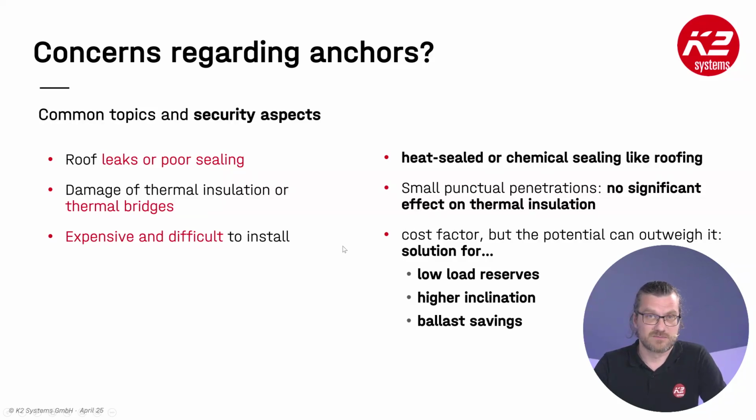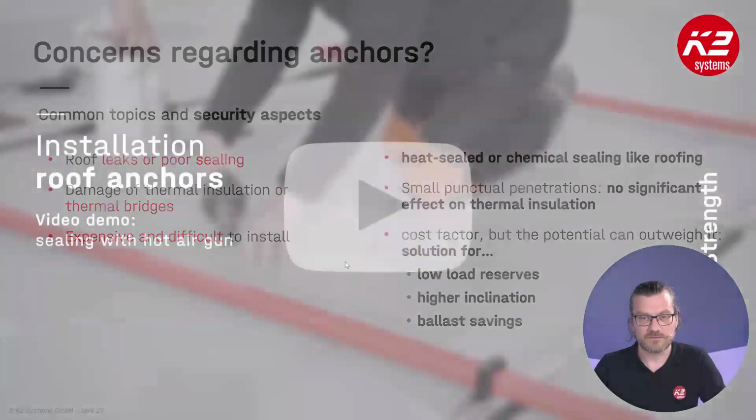Ballast savings is maybe the most important point. By installing anchors, you can have less ballast. Anchors in our systems have two functions: first, to prevent sliding of your system, and second, to replace ballast. So you will need less ballast, but instead of the ballast, you will install anchors on your roof.